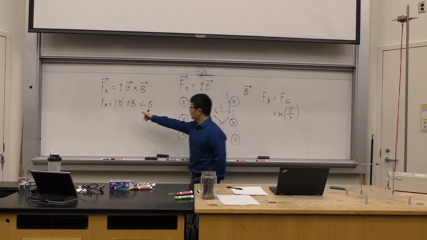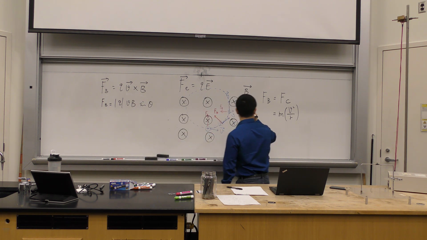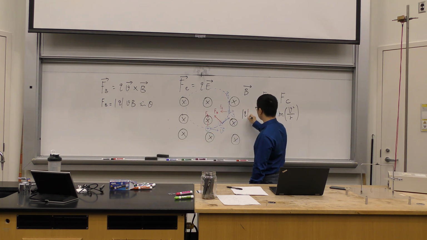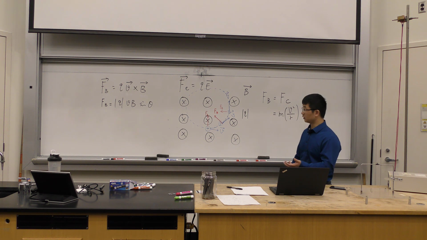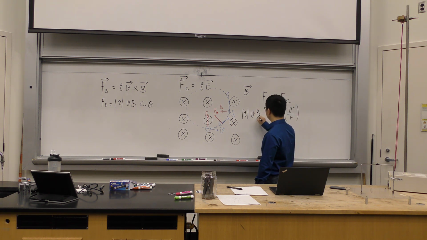So that's how you find the force, right? You're going to do charge, magnitude of velocity, magnitude of magnetic field, and then sine theta. Now let's do that. I'm going to put the charge here. I'm going to use all the symbols because I just want to find the expression for the radius. V, B. Now what is the angle theta?